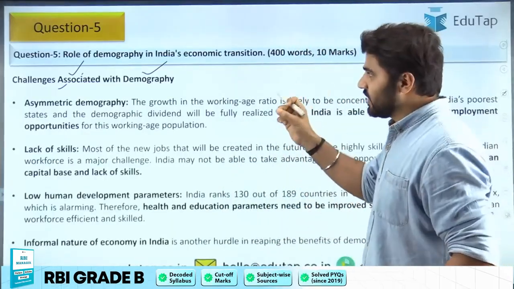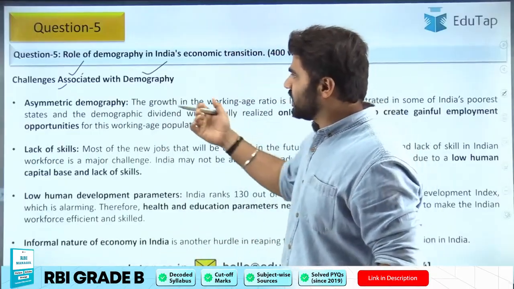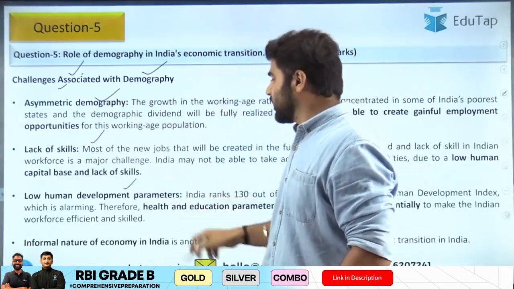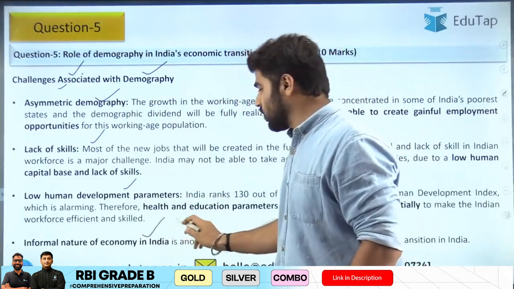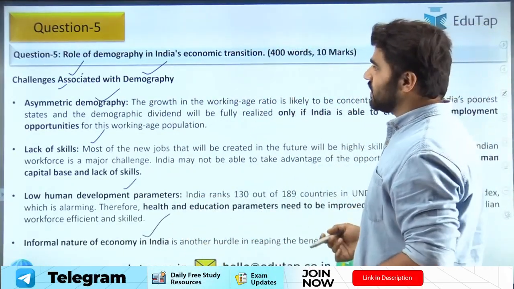So these things definitely help you fetch good marks in the examination. So here are some challenges: asymmetric demography, lack of skills, low human development parameters, informal nature of economy in India. So these all are challenges which are associated with the demography.